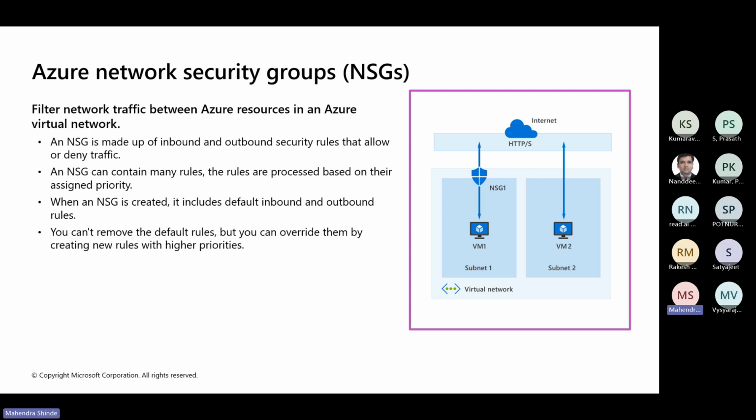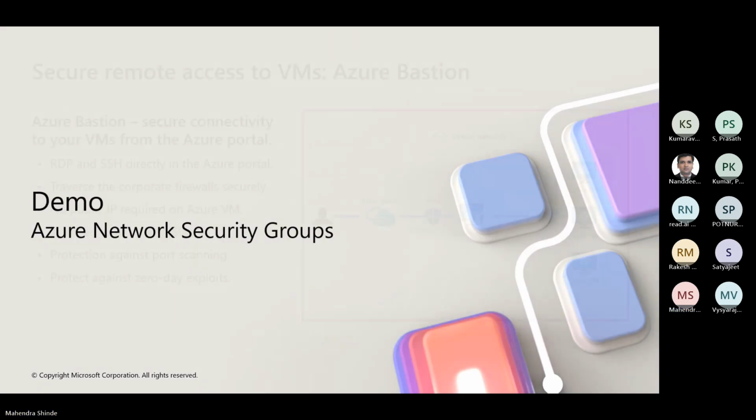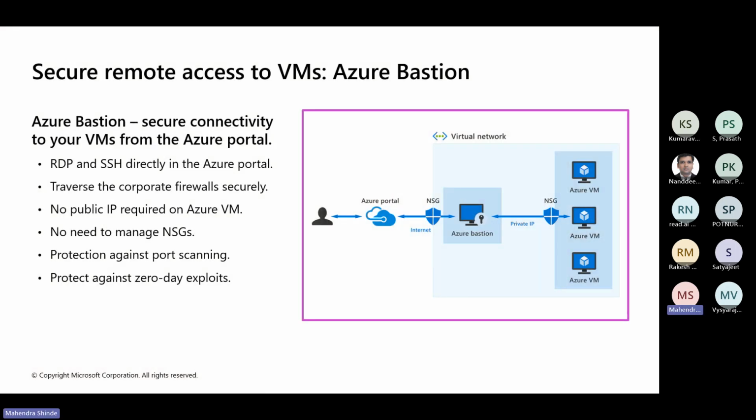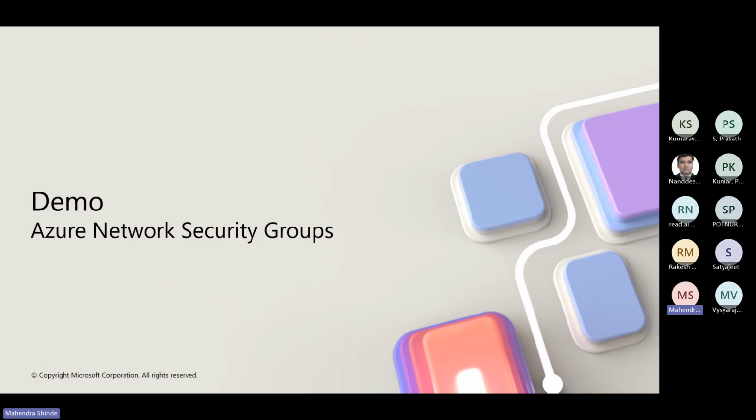There are always default inbound and outbound rules created by default, but you can override them by creating a new rule with a higher priority. I will not show you a demo of network security groups. I guess most of you have already worked with NSGs, right?